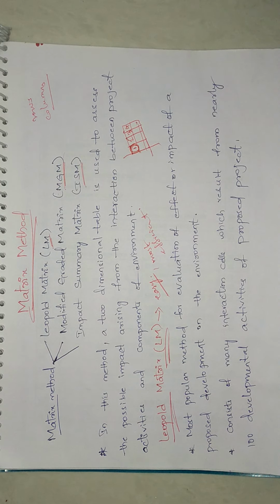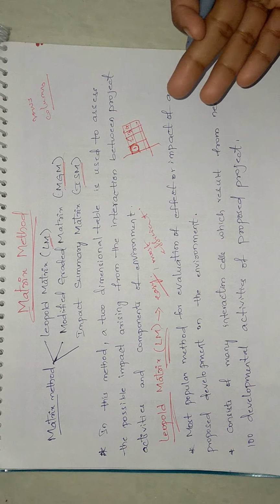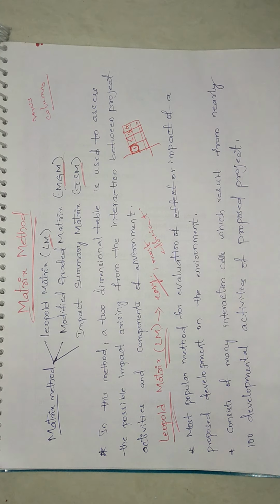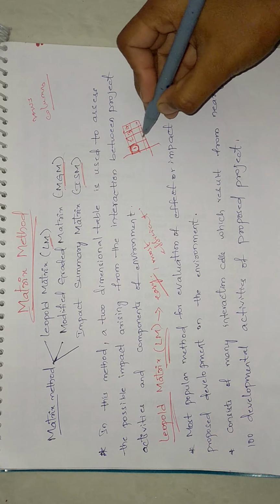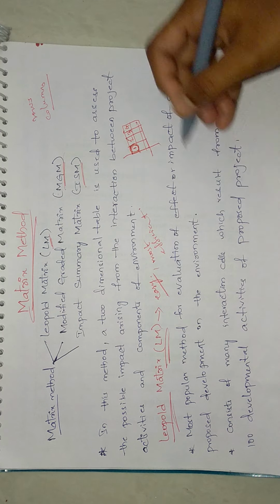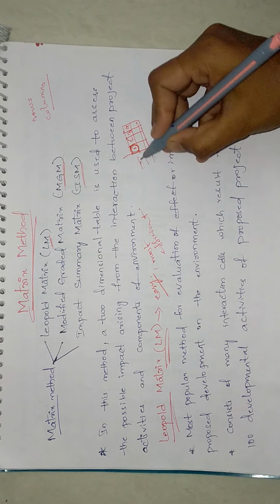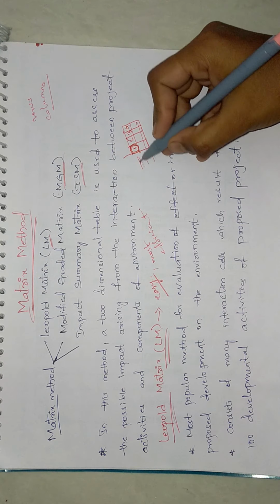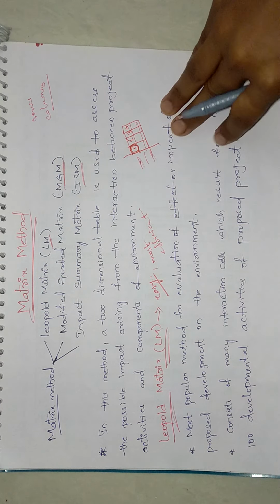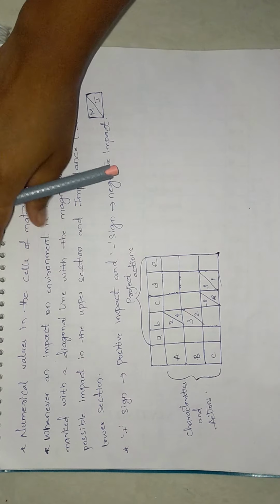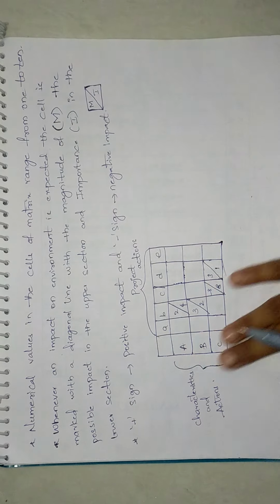Whenever an impact on the environment is expected, that means because of some particular factor we are expecting some impact on the environment, then what we will do is mark the cell with a diagonal line. For example, we will have many activities or factors, and some characteristics and conditions, in this way. I will show you with the table. Okay, this is the Leopold matrix.